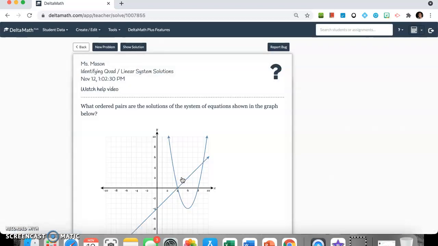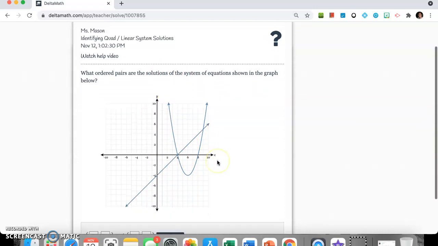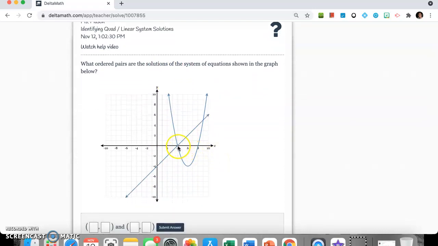The last part, what they're wanting is the solutions, and our solutions are just our intersection points we talked about in the last 3 examples. It's where the lines intersected. Here we have a parabola and a linear equation, but it's the same thing. We want the solution. One solution is right here. That's 4, 0. And my other solution is here, 9, 5. And I'm going to hit submit.